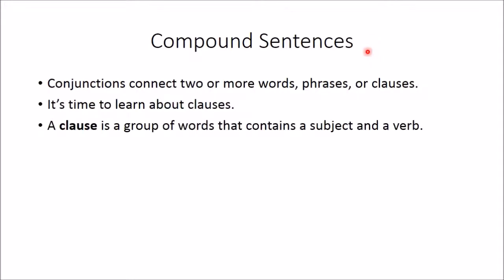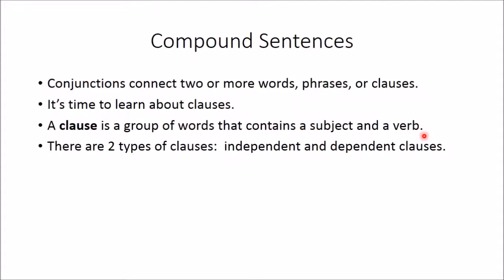A clause is a group of words that contains a subject and a verb. Okay, I'm going to say that again. A clause is a group of words that contains a subject and a verb. There are actually 2 types of clauses: independent clauses and dependent clauses. And you may have heard this before. Okay? Independent clauses and dependent clauses.